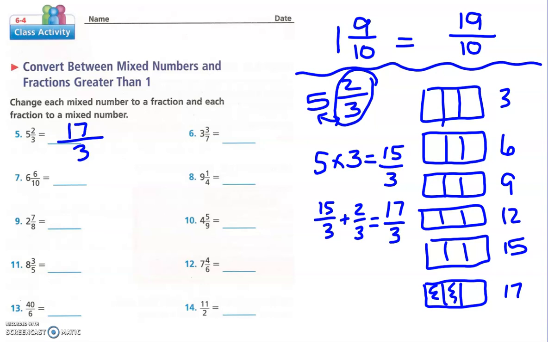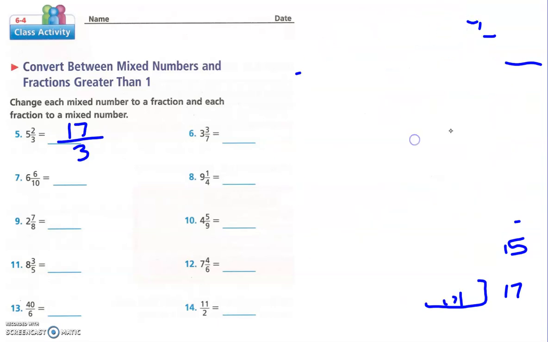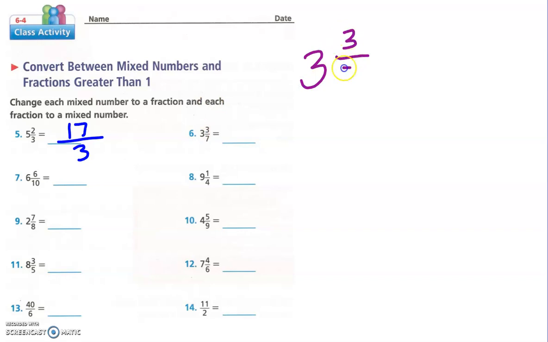Let's try another one. Let me erase all of this. Maybe. There we go. And let's go ahead and look over here at number 6. Number 6 was 3 3/7. Now on this one, I'm going to try to do this problem without having to draw a picture. So I want you to consider what's going on here.